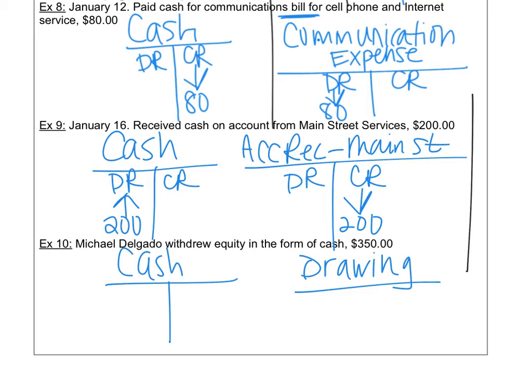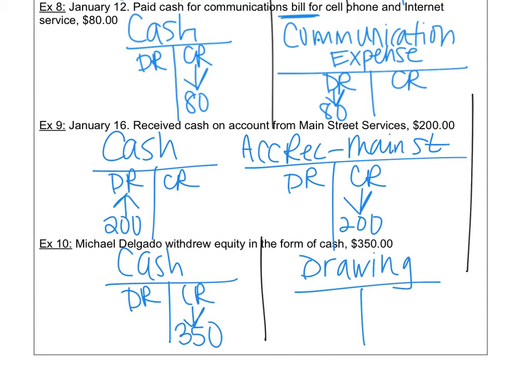So drawing is an owner's equity account, and it records any withdrawals that come out of capital. If you want to flip back to your chart of accounts page, you'll see drawing right under capital. Okay, and then here's my line to separate my left side from my right side. So cash is an asset, and if Michael Delgado withdrew cash from the business, that means he's taking cash out of the business. So we would credit cash because it would be decreasing for $350.